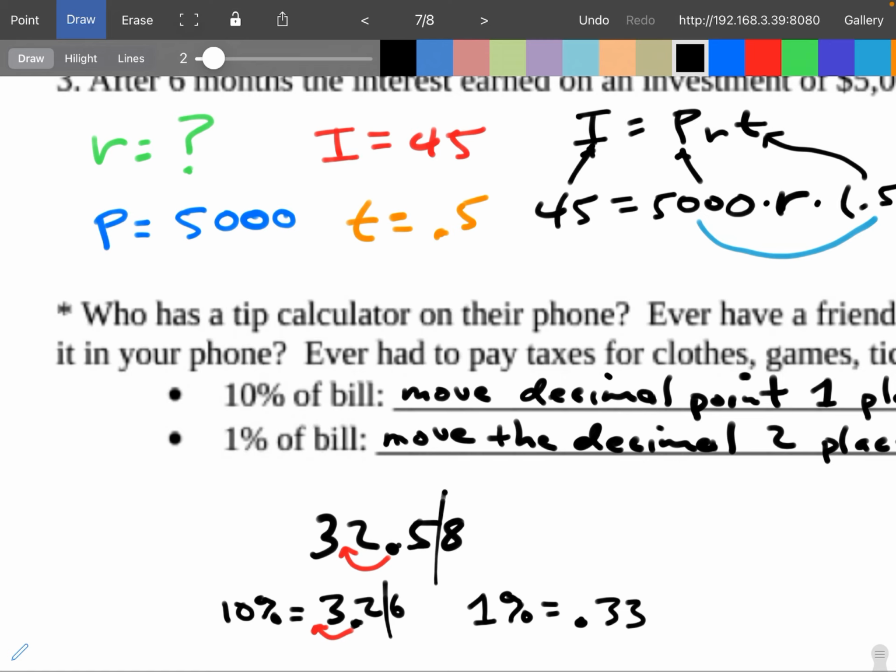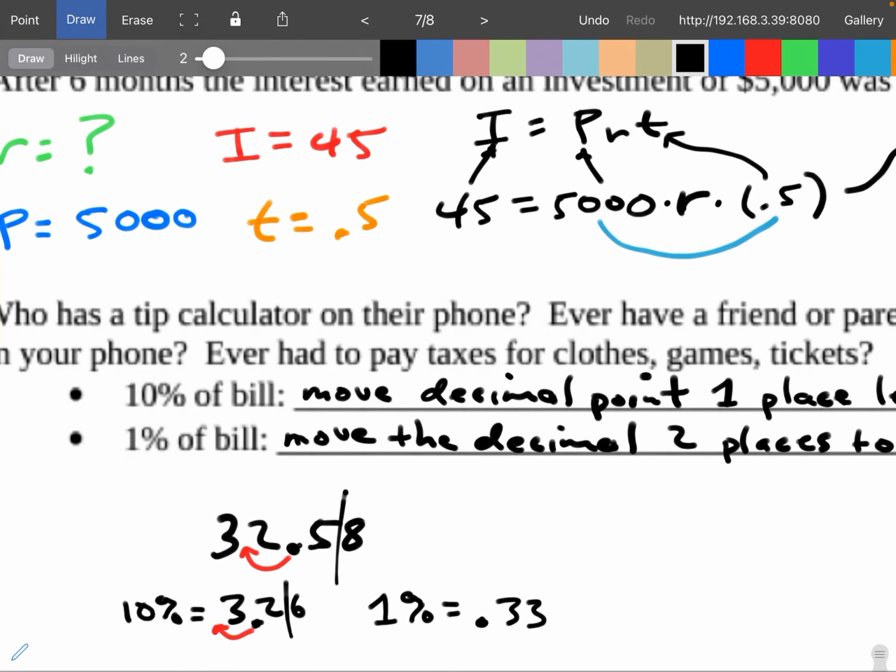I gotta think about that for a second. So you'd have 150 and, yeah, $1.63. So 5%, let me write that on this page. So 5% would just be the $3.26 divided by 2, right?